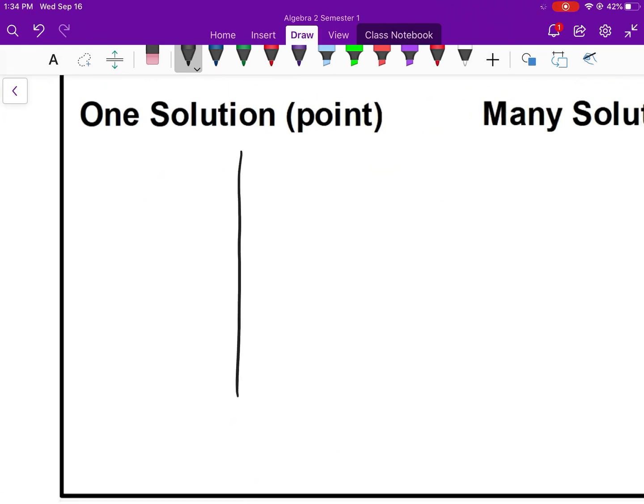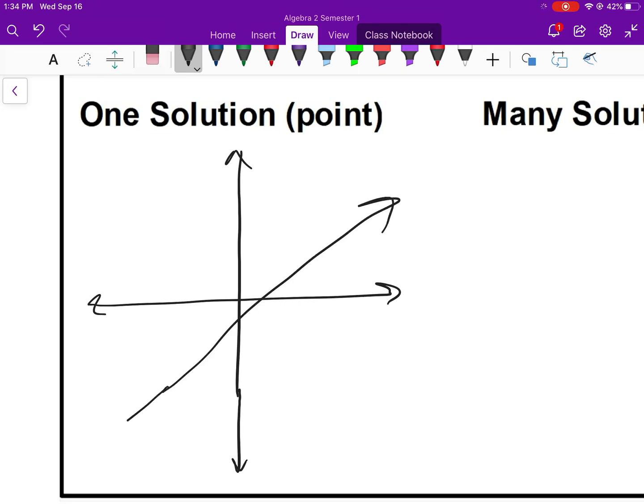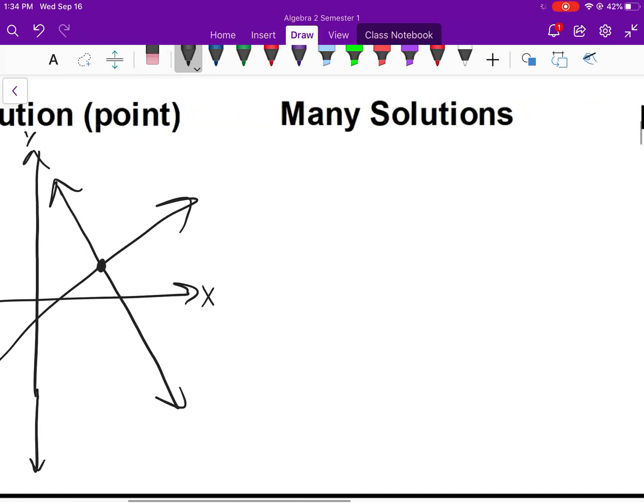So let's say we have a coordinate plane here, and we're going to have 2 lines. I'm going to give you the equations, you draw the lines, and let's say we get this is one of our lines, this is one of our lines, and where we find the solution is where those 2 lines intersect. So that's one situation that will happen.